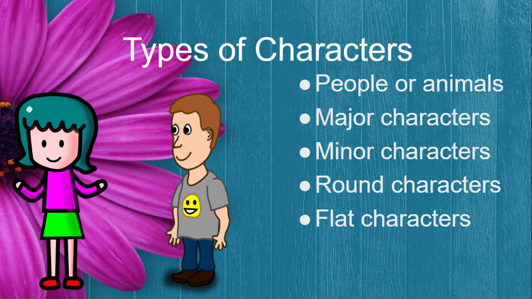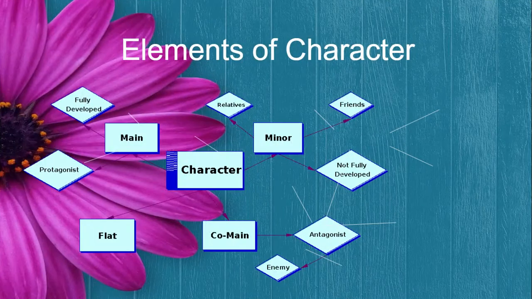Types of characters: people or animals, major characters, minor characters, round characters, flat characters. Some of the elements of the characters are here. They could be fully developed. They could be the protagonist. They could be flat characters, main characters, co-main characters. They can be the enemy, the antagonist, not fully developed. They could be the minor characters such as relatives or friends.